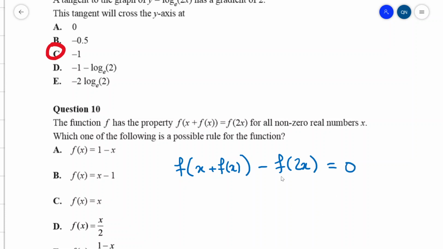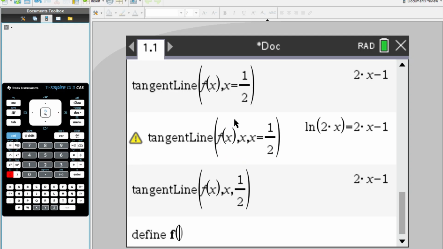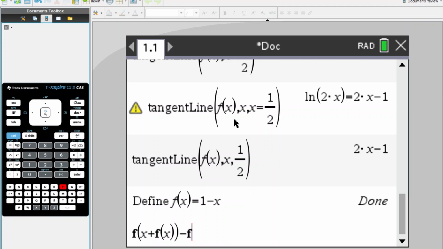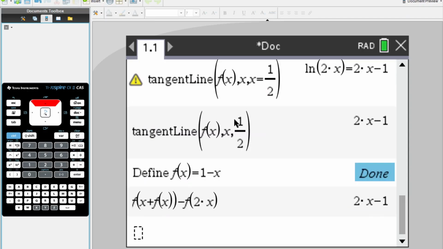Basically, I'm going to define my functions, and for each of these functions I run through, I'm just going to evaluate this expression, and if it gives me 0, then I know I got the right function. That's why I put everything onto the left-hand side, so that I just need to evaluate one expression and see if it gives me 0 or not. I don't have to evaluate both sides of this equation. So let's define f of x to be equal to 1 minus x, and I'm going to take a look at f of x plus f of x, and then minus f of 2x. Let's click enter. That doesn't give me 0, so option A is wrong.